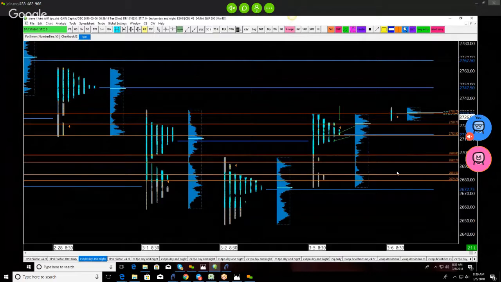And again, what am I looking for? Heavy pushes down, just like yesterday. Heavy pushes down, get above those heavy pushes, and then I'm looking for rotations down. Okay, let me draw it out.